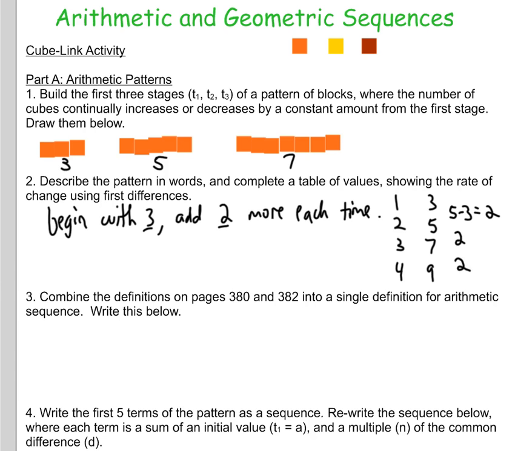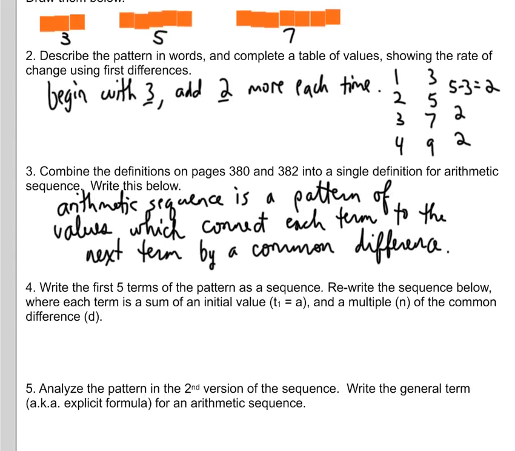All right, now, at this point, you're probably looking at a formal definition for an arithmetic sequence. Well, the formal definition in the textbook involves a couple things: the idea of a pattern, a sequence of numbers, and specifically related to a common difference. So that's what we could copy down for our definition. You can look to those pages if you want, and I'll just record it right now. All right, so there's a definition. An arithmetic sequence is a pattern of values which connect each term to the next term by a common difference.